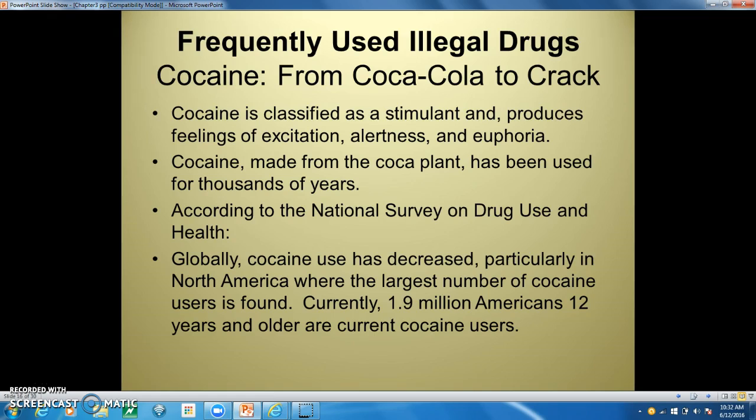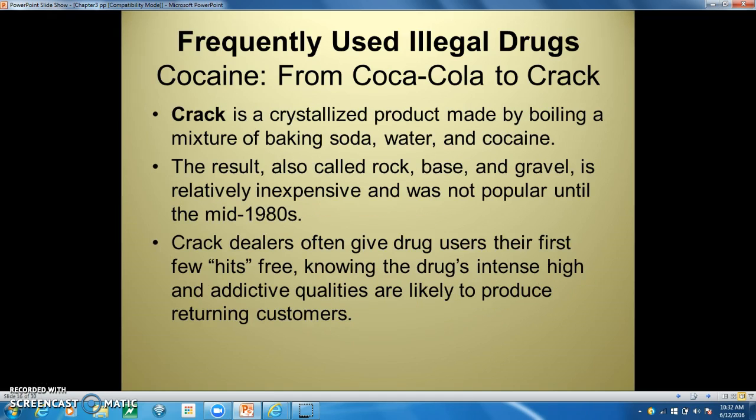Cocaine is classified as a stimulant. It produces feelings of excitement, alertness, and euphoria. It is made from the coca plant, and it's been used for thousands of years. The coca leaves were in the original formula for Coca-Cola until it was outlawed in 1914 in response to heavy cocaine use by urban blacks, poor whites, and criminals. Make sure you know that cocaine was an active ingredient in Coca-Cola until 1906, when it was replaced by another drug, which is caffeine.